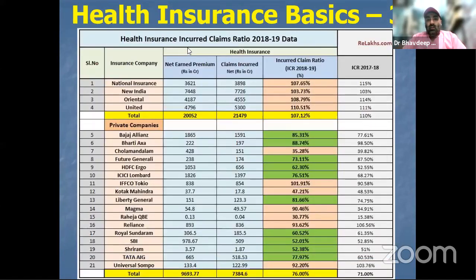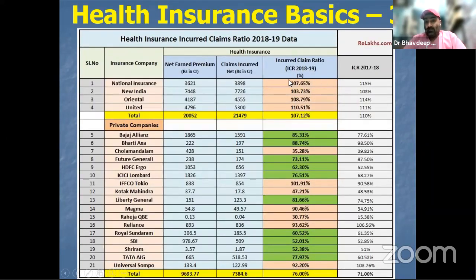So this was the thing which I didn't discuss, incurred claim ratio. Try to understand this chart very carefully. Above is the list of the Sarkari companies, government companies. Below is the list of private companies. Net earned premium, what you paid to them, in crores, 3621. The claims paid back, 3898. So you will say that yes, the company is good. It has a good ICR, 107%, above 100.